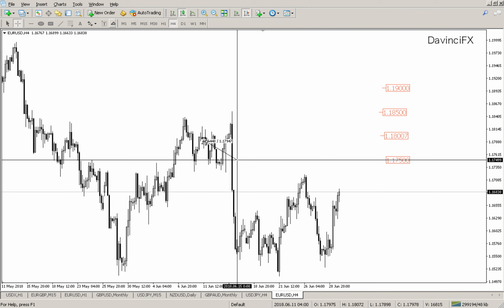Okay, guys, and it's the same thing. I can just keep drawing them down. And we're using the 1700 full figure level. What we're going to see around that level, let's have a little look.